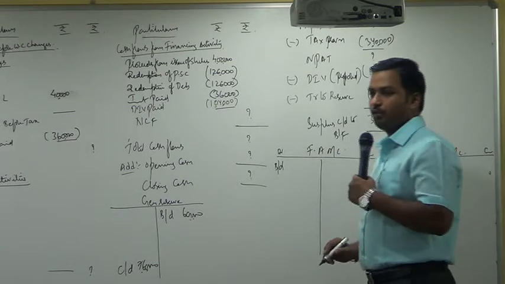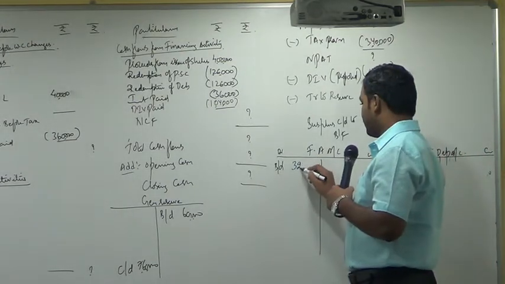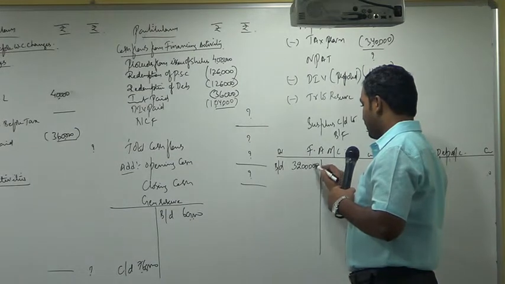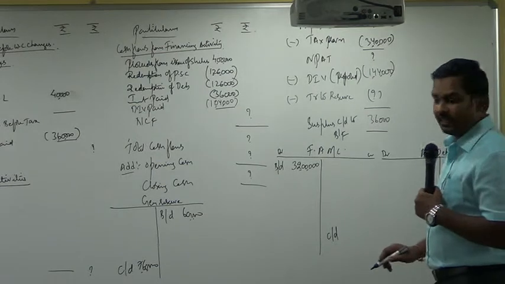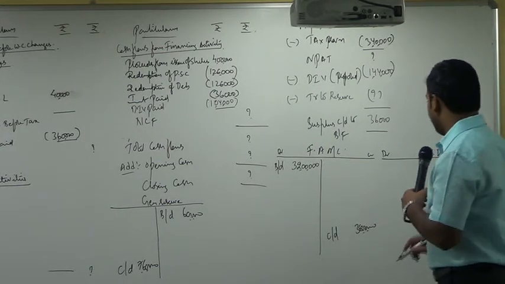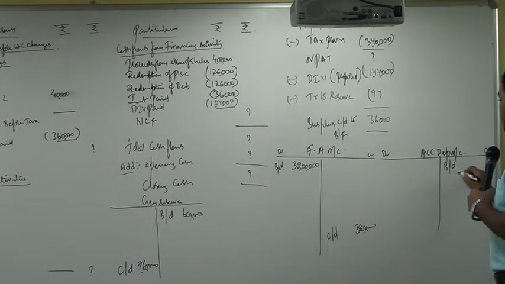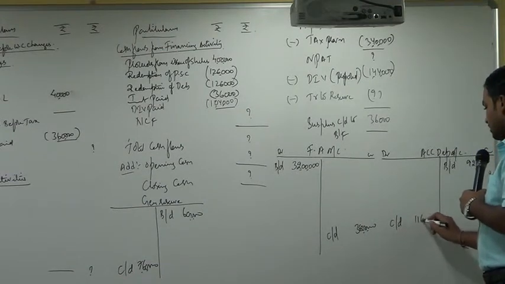Opening balance, tell me how much is the opening balance? 32 lakh. Opening balance. Closing balance at cost? 38 lakh. Accumulated depreciation, opening balance 9 lakh 20,000. Closing balance 11 lakh 60,000.